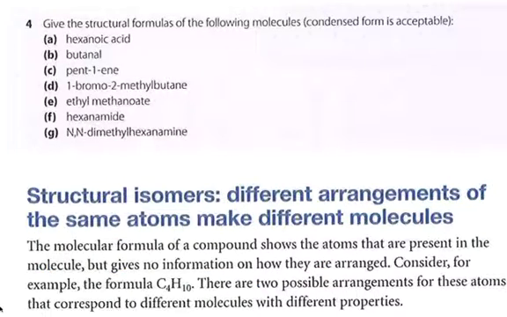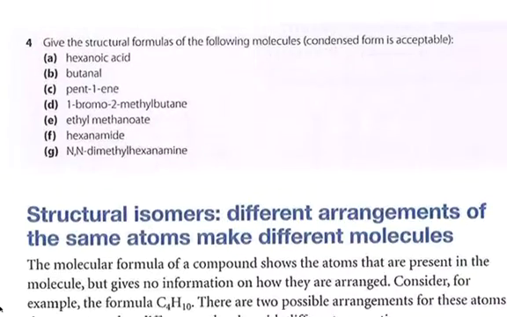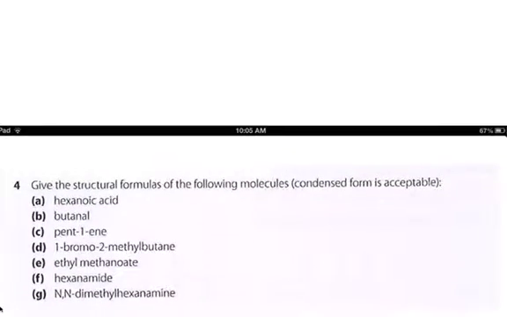So now what we're doing is we are going in the other direction. We want to draw the formulas from the names. And it says the condensed formula is acceptable, but it's kind of hard to, I'm going to do both because it's kind of hard to write the condensed formulas if you don't know all the structures at first.